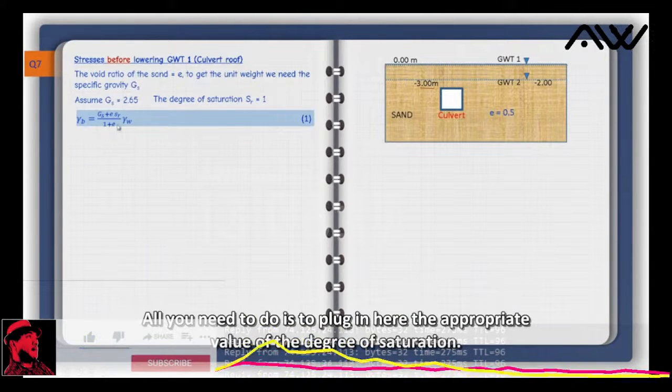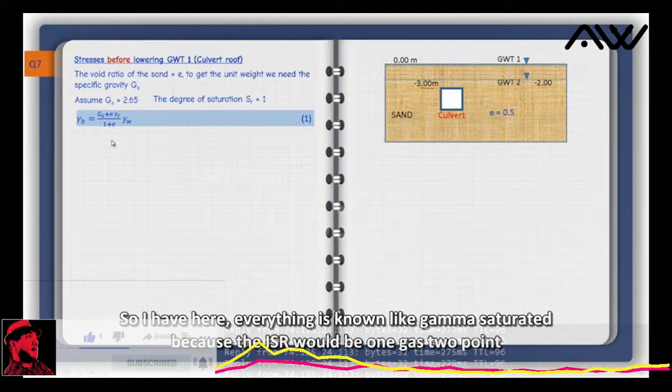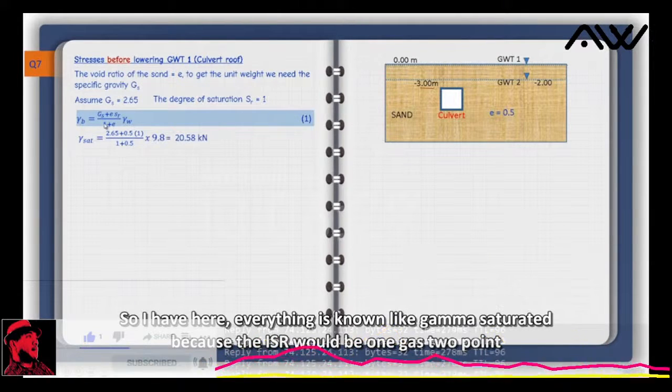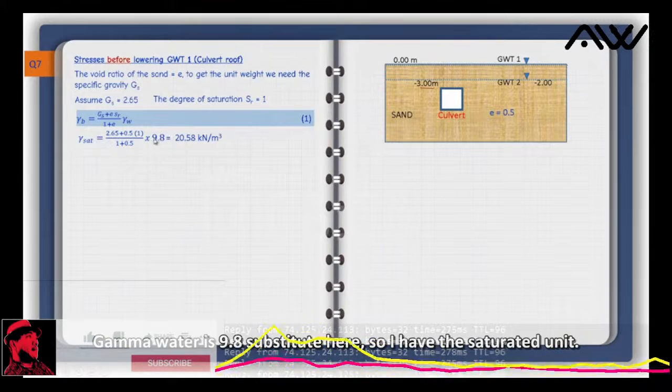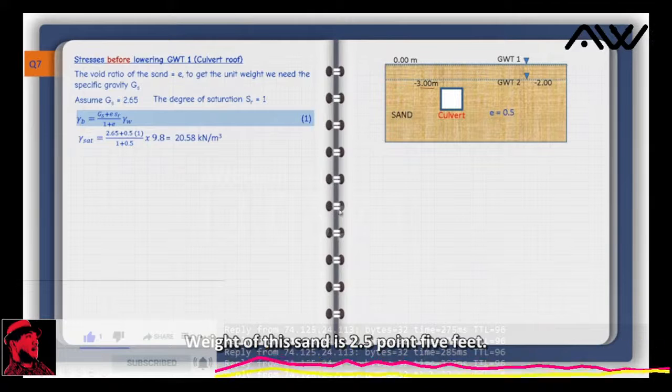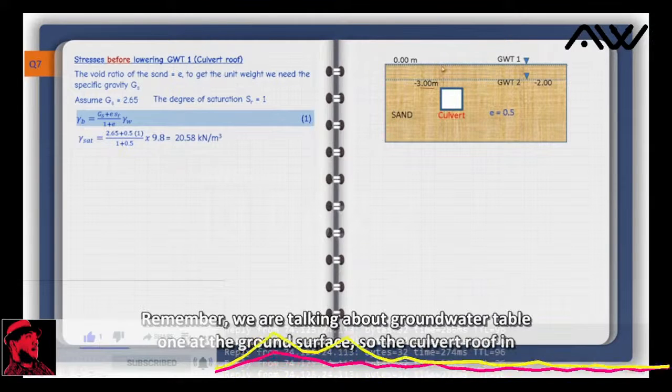All you need to do is to plug in here the appropriate value of the degree of saturation. So everything is known for gamma saturated: S_r will be 1, G_s is 2.65, e is given as 0.5, gamma water is 9.8. Substitute here, and the saturated unit weight of this sand is 20.58. Remember, we are talking about groundwater table 1 at the ground surface.